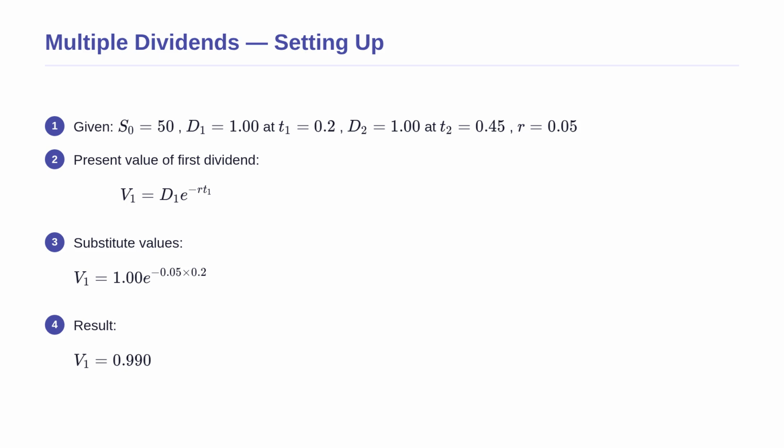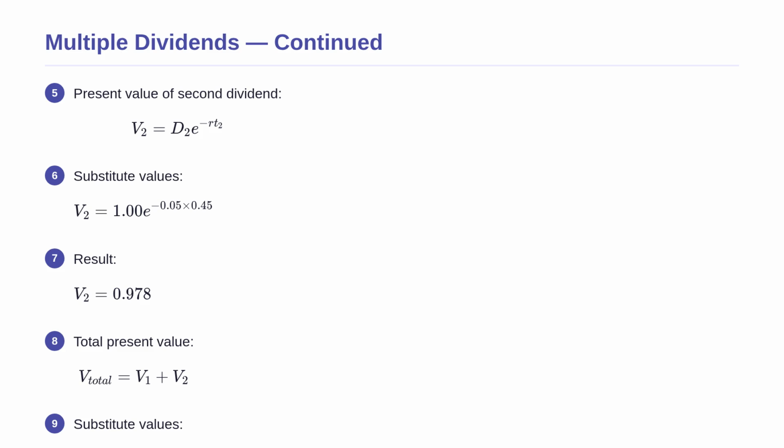The cash amount is $1, the rate is 0.05, and the time is 0.2 years. Substituting these into our formula, the exponent becomes negative 0.01. This gives a present value of $0.990. Now that we have the present value of the first dividend, we move on to calculate the present value of the second dividend. We use the exact same formula.